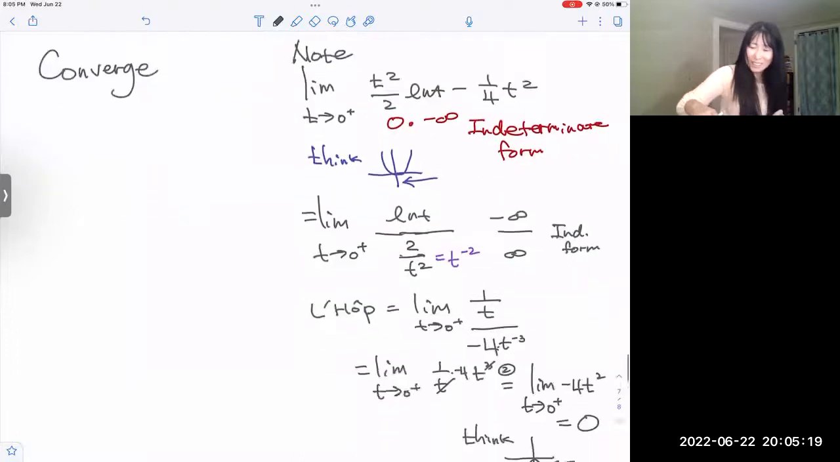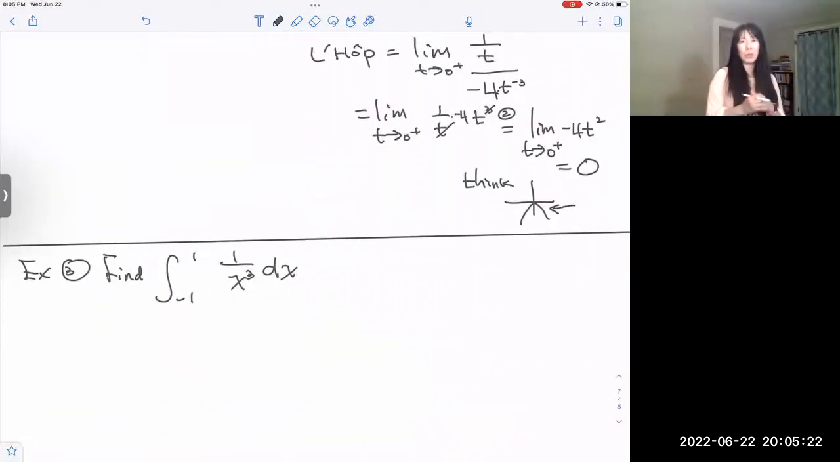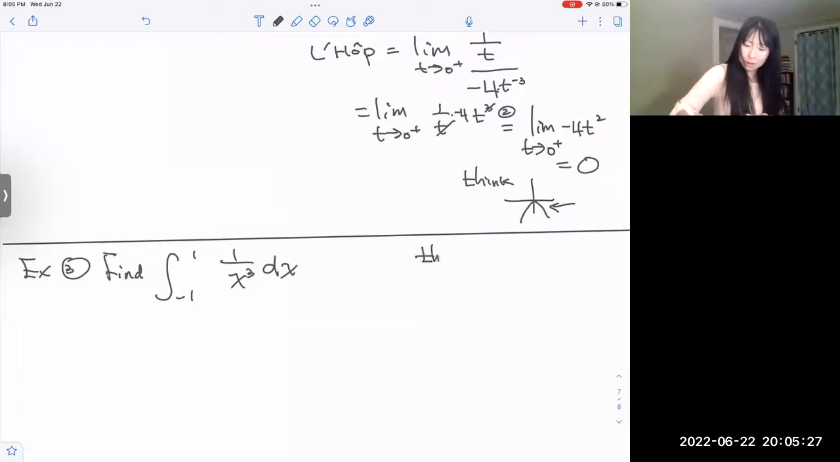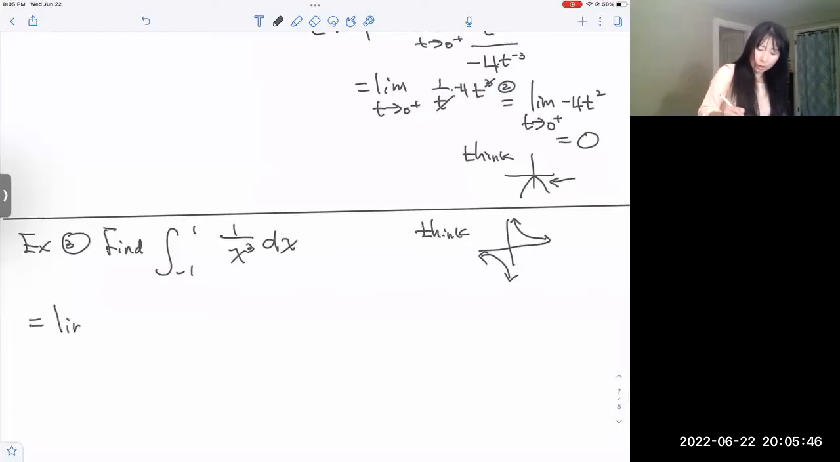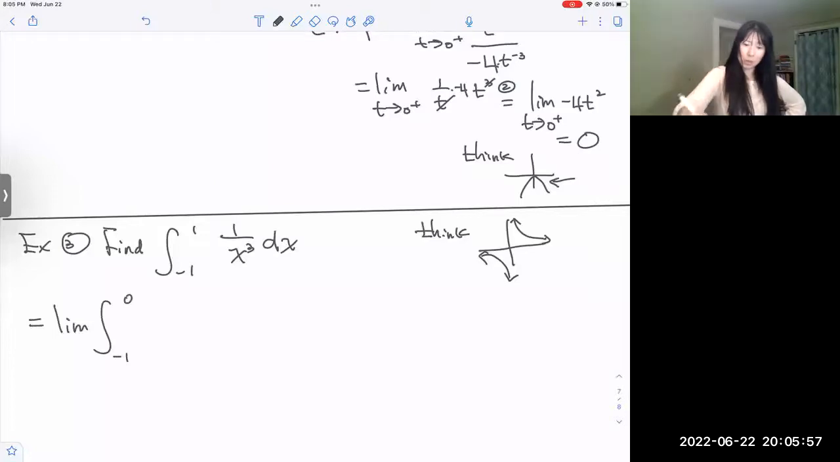All right. Okay, now the last one for today. So we have -1 to 1 and 1/x cubed. So think, the graph looks like that. So this is exactly the same type as number 3 in the discontinuity, right, earlier. Then let us split. So this one with limit -1 to 0, right? 0 is the discontinuity there because of the asymptote.